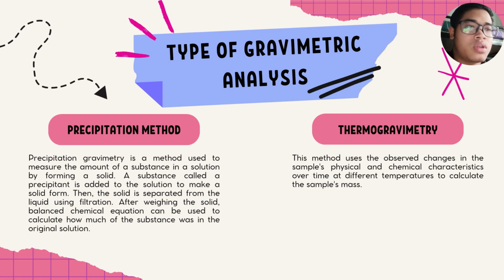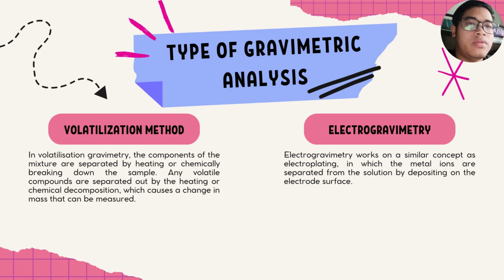This method is used to observe changes in the sample's physical and chemical characteristics over time at different temperatures, or to calculate the sample mass. The third one is the volatilization method. In volatilization gravimetry, the components of the mixture are separated by heating or chemically breaking down the sample. Any volatile compounds are separated out by heating or chemical decomposition, which causes a change in mass that can be measured. The last one is electrogravimetry.